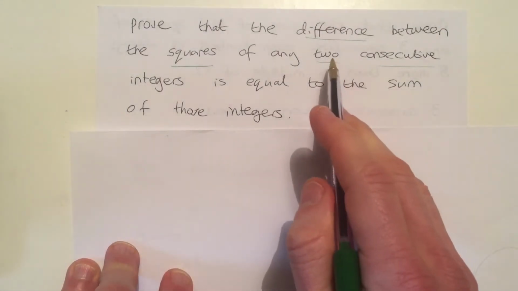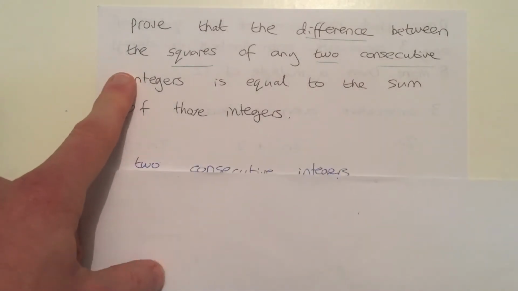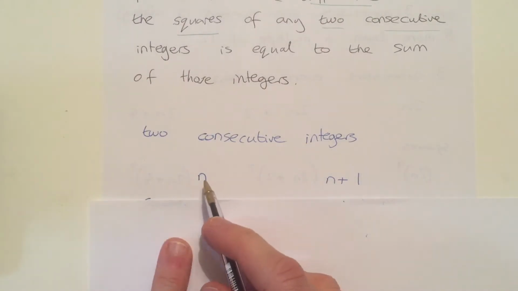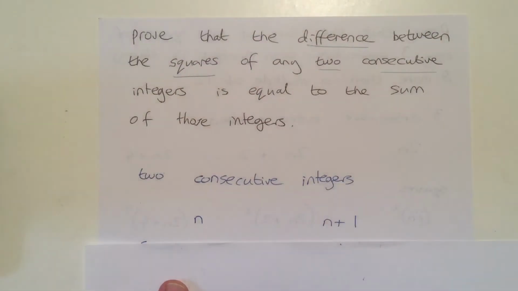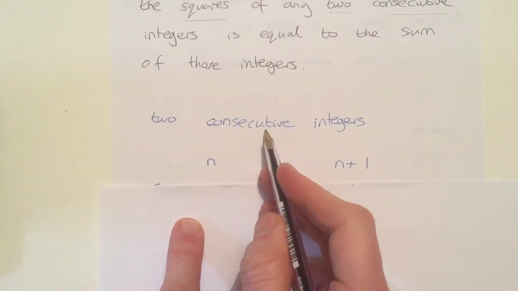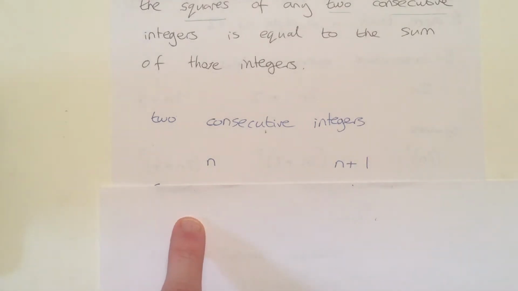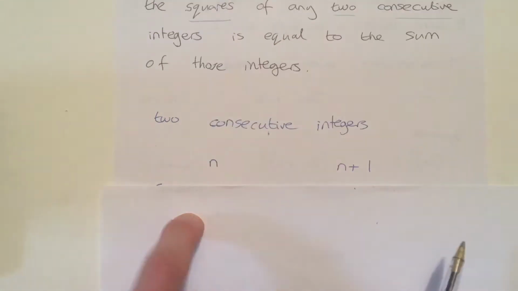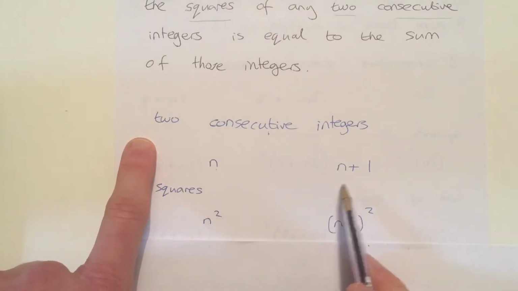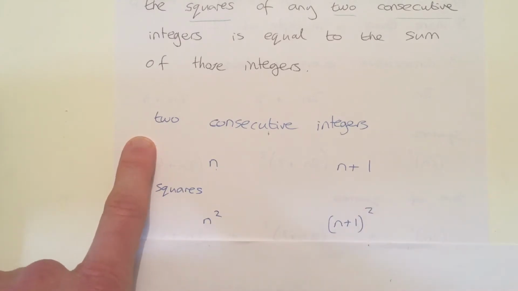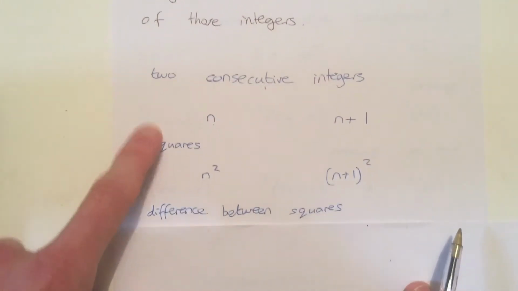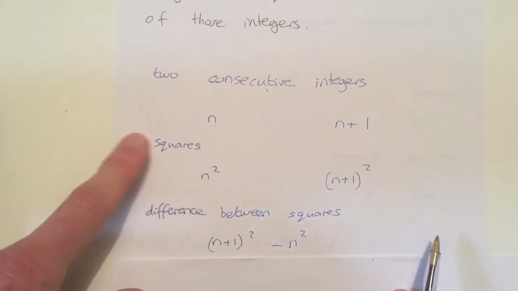So let's get our two consecutive integers to begin with. If I start with my first integer, I'll call it n. There's no restrictions here about it being even or odd or anything like that, so I can just do a nice simple n. Then the consecutive one, the one after that, will be n plus 1. And I want the squares of those integers. So square n, I get n squared. Square n plus 1, I get (n plus 1) squared. And I wanted the difference between these. Because it was the difference, I'm going to do the bigger one, take away the smaller one.